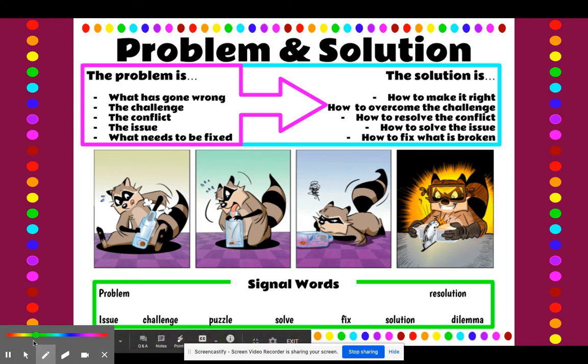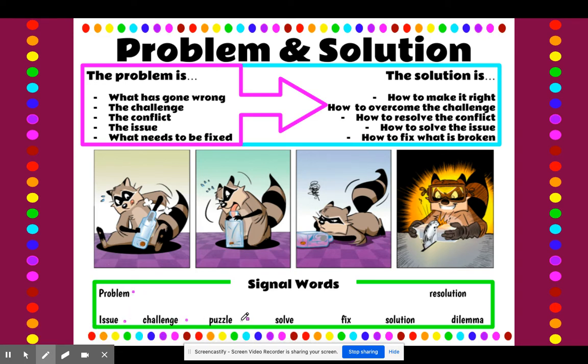So words like, let's grab purple to show our problem words. Any word that says something like problem, issue, challenge, puzzle, dilemma. Those are all examples of problem words. Let's grab some blue for our solution words. Words like solve, fix, solution, resolution. All of those words signal how we're going to solve the problem, how we're going to fix it.